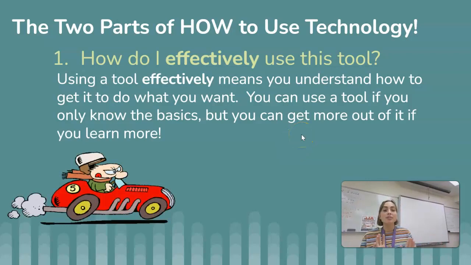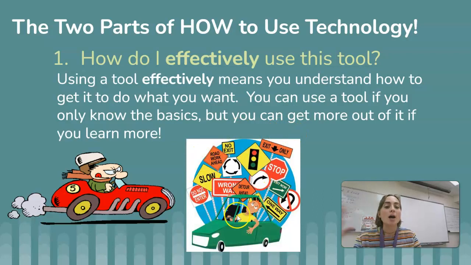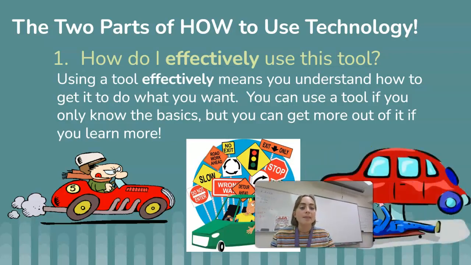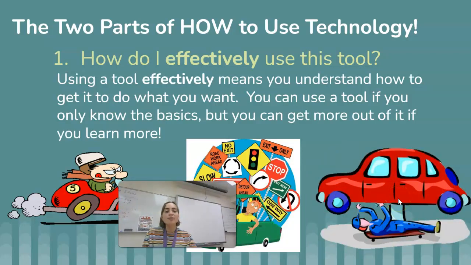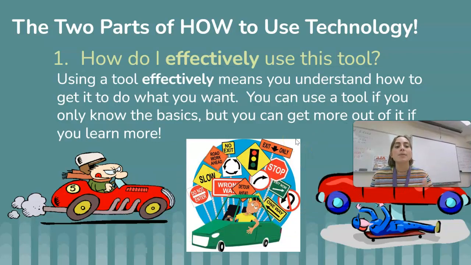So let's think about driving, for example. You can drive a car effectively if you understand only the basics, like turning the car on, starting the engine, accelerating, and braking, right? But you are going to be so much more of an effective driver if you understand how to interpret road signs, like you know to stop at a stop sign, right? And you're going to be an even more effective driver if you learn some basic car repair and maintenance skills. So the more skills we learn, the more effective we will be at something, right? And so we need to know how to effectively use technology as well.